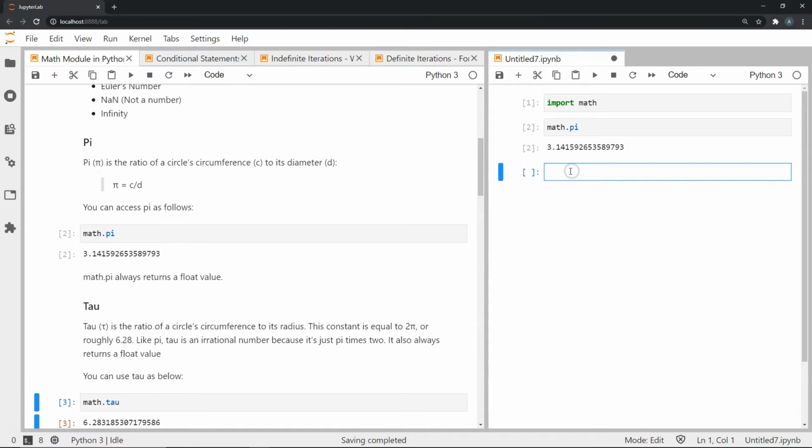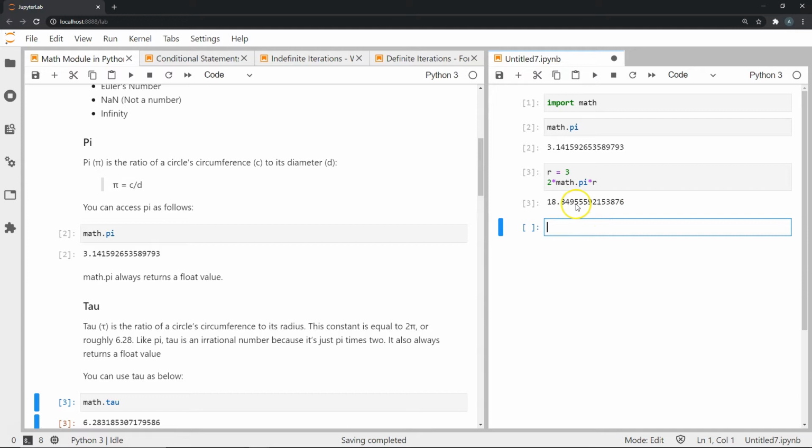An example of where we can use this: say we have a circle with radius 3, in any units, 3 meters or whatever you want, and you want to find its circumference. As we know, the circumference of a circle is 2 pi r. So if I had to find the circumference of a circle in my code for some application with radius 3, all I would have to do is use the formula 2 pi r. Instead of writing 3.14 something, I can just use math.pi over here, and then I can enter the r. As you can see, it returns the result.